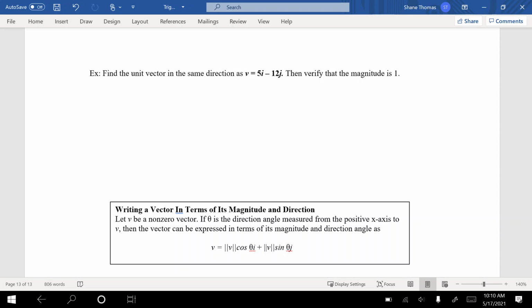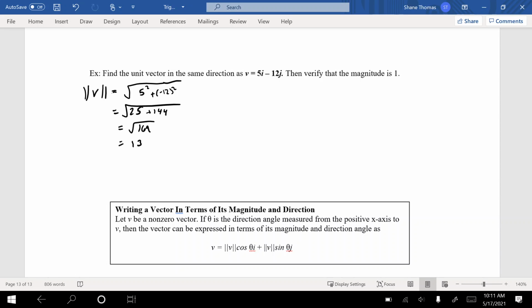So I have my vector right here. I want to find the magnitude of it. So if I find the magnitude, I plug those two numbers into essentially the distance formula. So I'm going to have the square root of 5 squared plus negative 12 squared. All right, 5 squared is 25. 12 squared is 144. So that's going to be 169. What's the square root of 169? 13. Okay, so this vector here has a magnitude of 13.